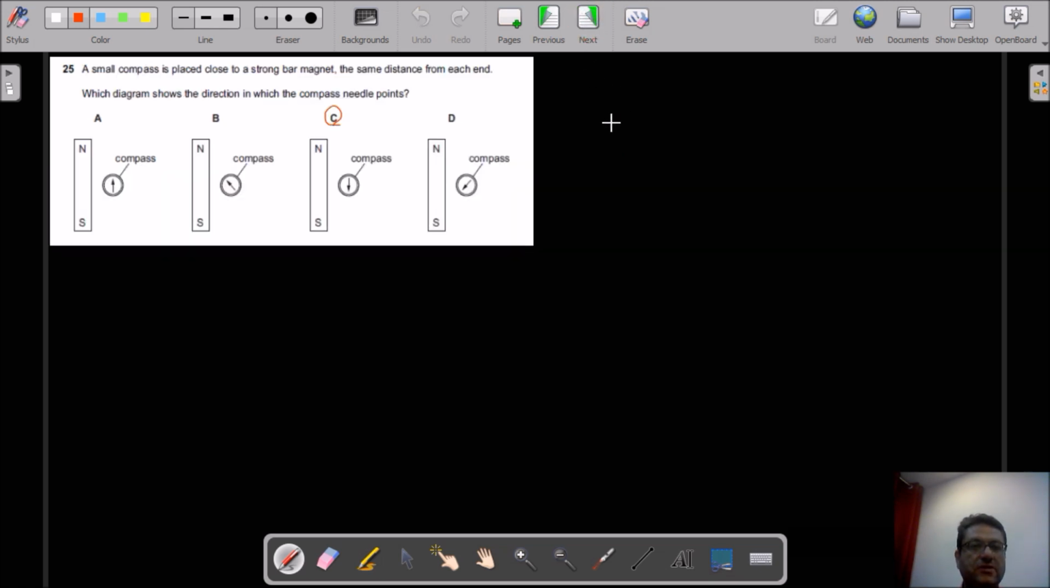25, a small compass is placed close to a strong bar magnet, the same distance from each end. Which diagram shows the direction in which the compass needle points? We know that a compass is a magnet, and near the arrow will be north and the end of this arrow will be south. So based on this, and we know that like poles repel each other, so north and north repel each other, so that's why C is right.